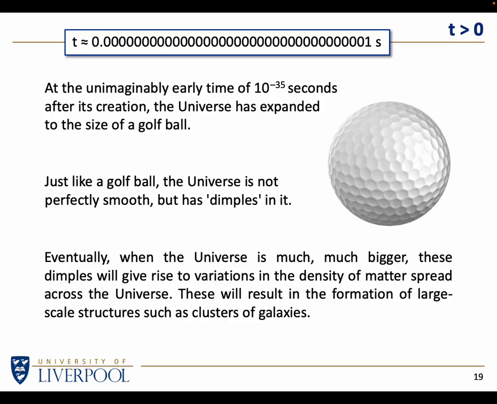Now eventually, when the universe has expanded to a much, much bigger sphere, those dimples will give rise, because we've got variations in density and variations in temperature, to the variations in density that we see around us. The fact that some regions have galaxies and some regions don't have galaxies is a consequence of the dimples that existed in the golf ball. In other words, this small variation here will ultimately give rise to the large-scale formation of structures in the universe.